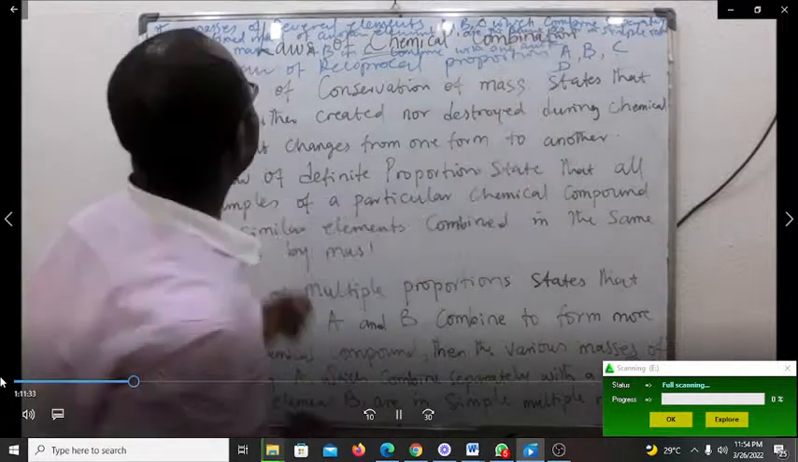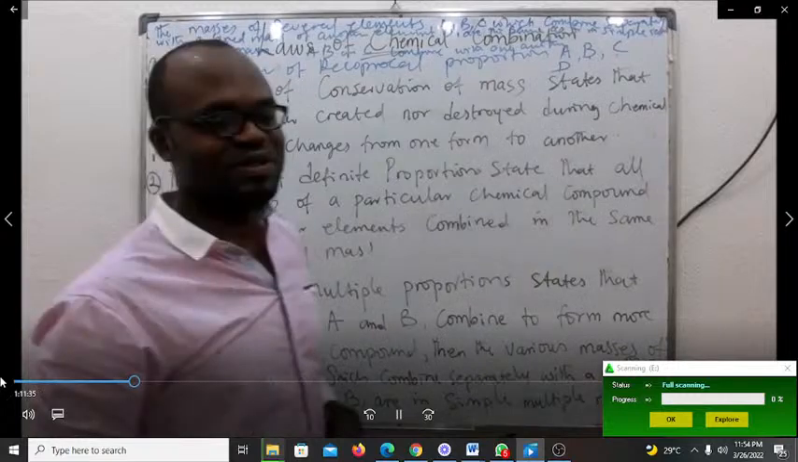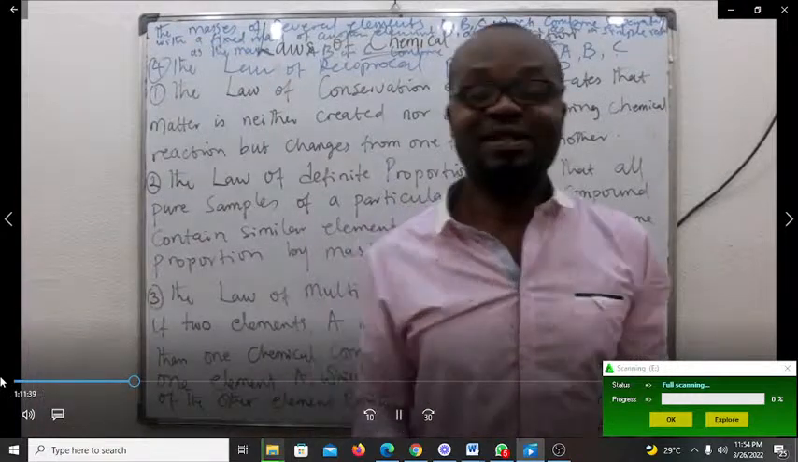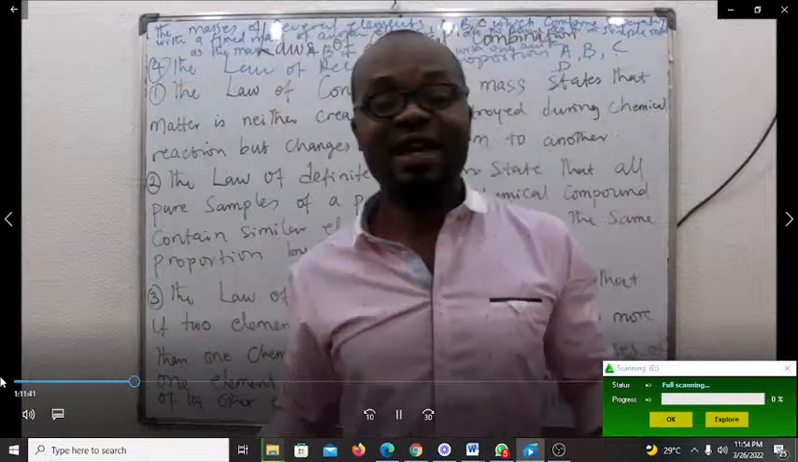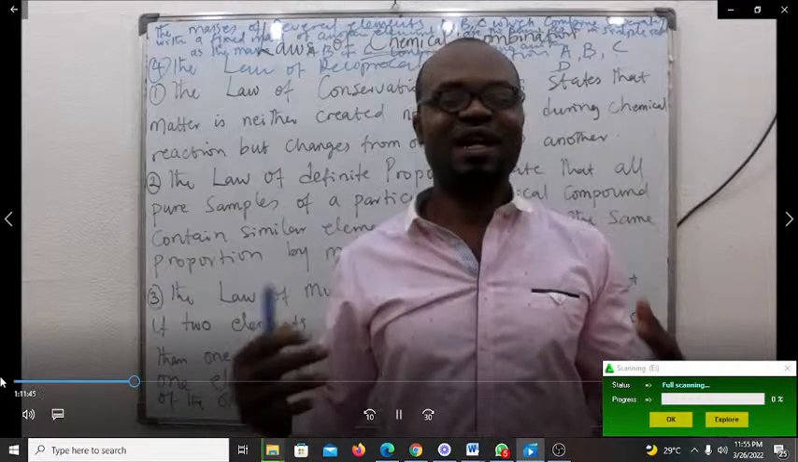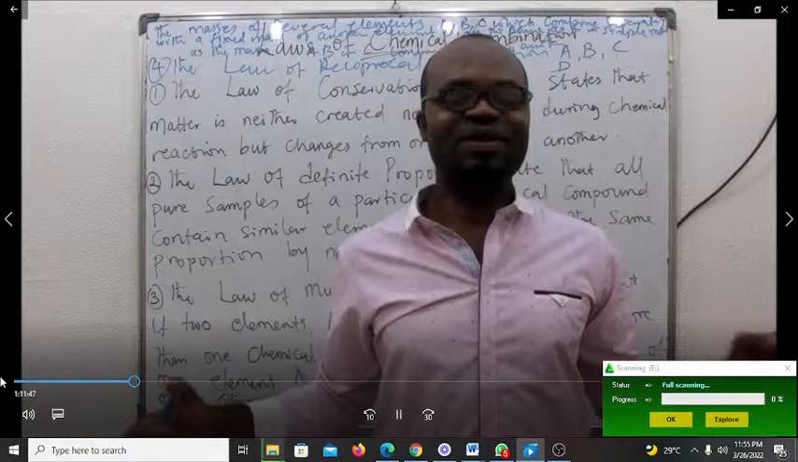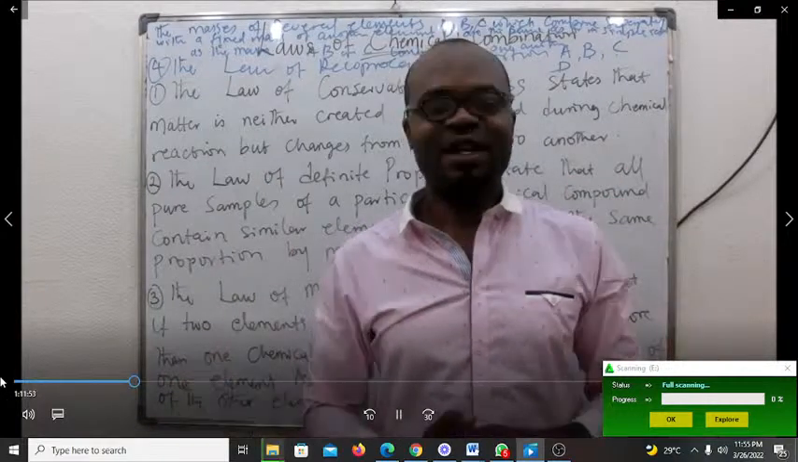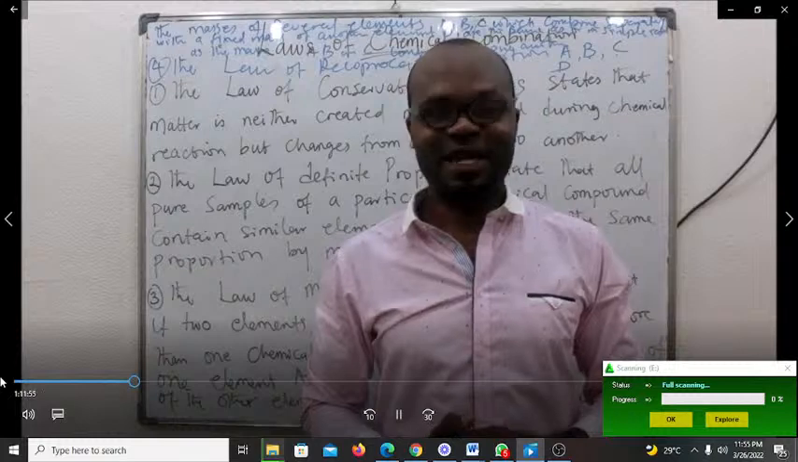And that is the law of reciprocal proportion. So those four laws are the laws of chemical combinations. And as a student that is going to write WAEC or JAMB or NECO, you're supposed to know these laws. You're supposed to know how to state them, and you're supposed to know how to pick them out whenever they are stated. And you are told to pick out the option that rightly describes the statement that is made.